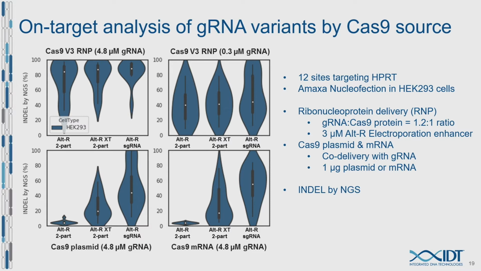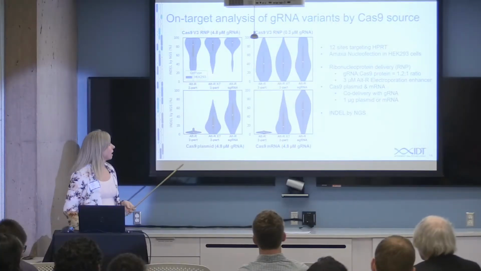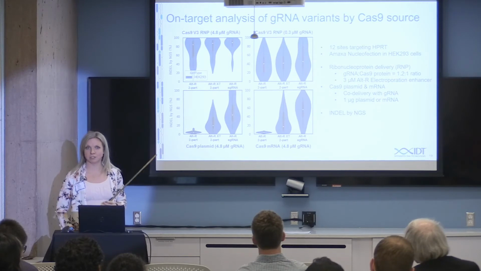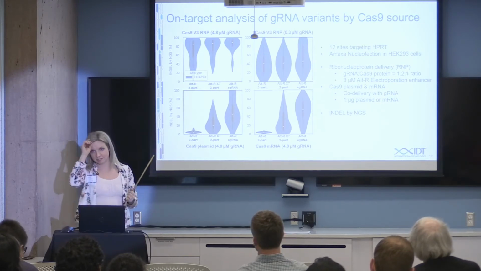But what stands out in the bottom is if you're delivering Cas9 in an expressed form, as mRNA, for example, you see a much greater advantage when you're delivering these as a single guide RNA. The standard 2-part isn't sufficient for that.